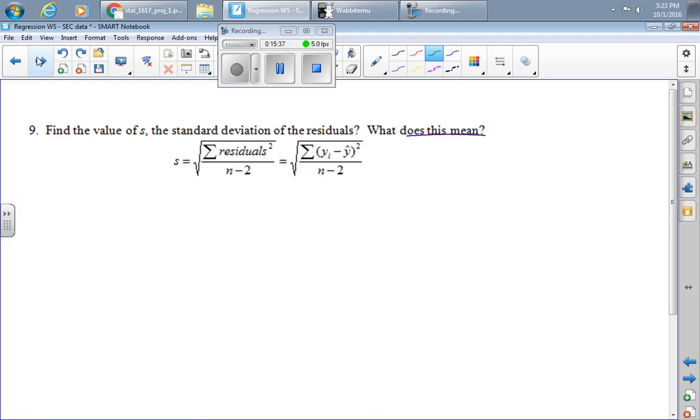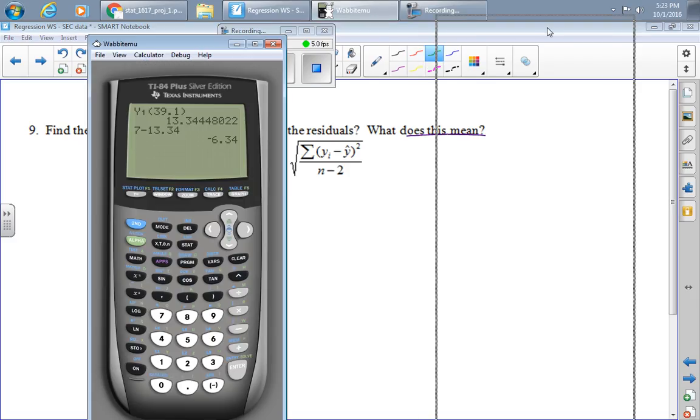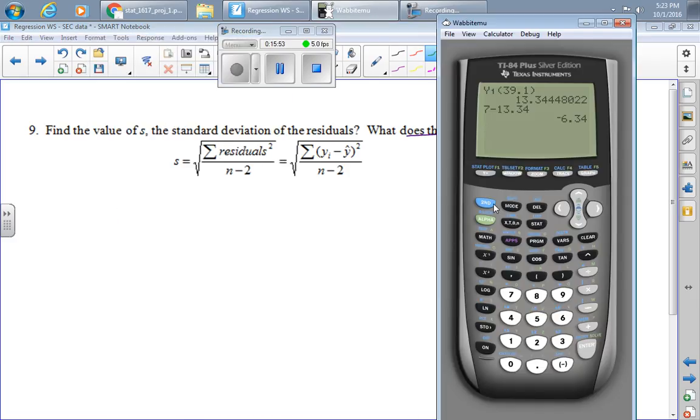Finally, on number 9, it says find the value of S, the standard deviation of the residuals, and tell me what that means. So here's the formula. They gave me the formula, and this is not as hard as it looks. You might need to pause the video as you work through it on your own, but my residuals are calculated for me. I'm going to go ahead and make a copy of them in L3. So to do that, go up and highlight L3, press second list, go to the resids, hit enter. The residuals are going to copy into here. The sum of these numbers would be 0. Now I'm going to square the residuals. That's the next part right here.